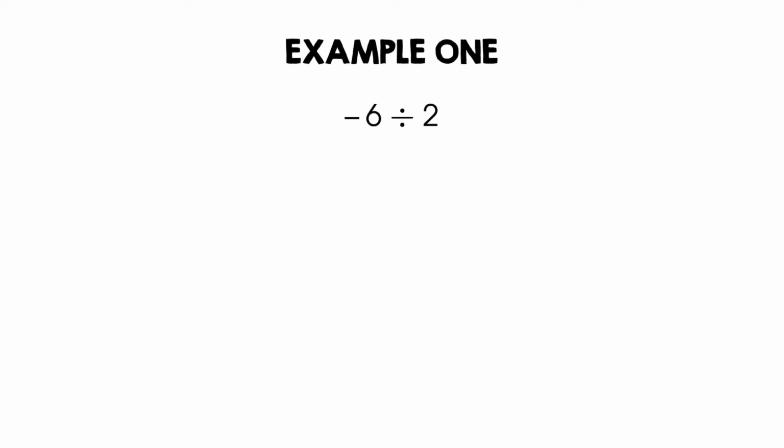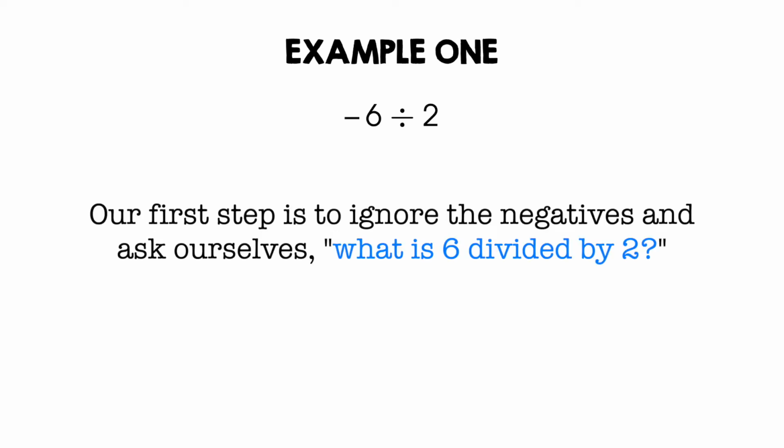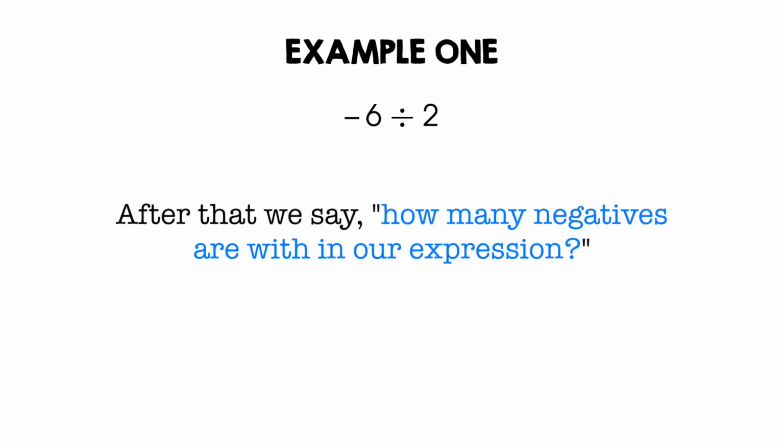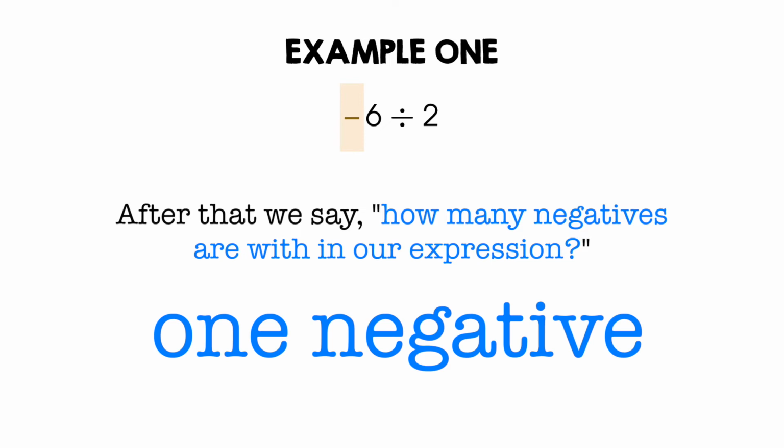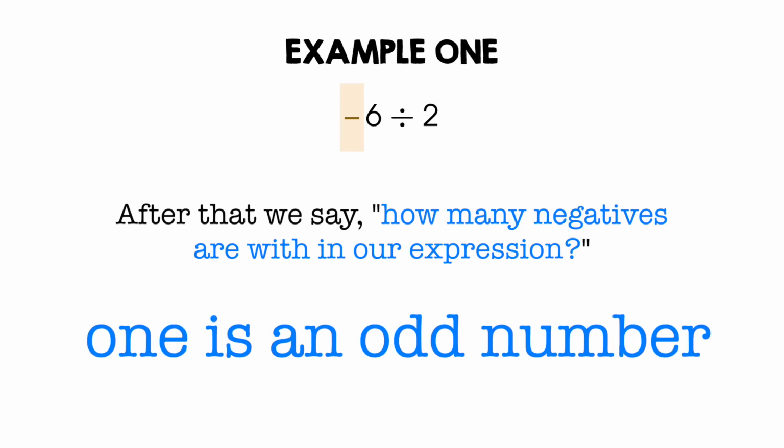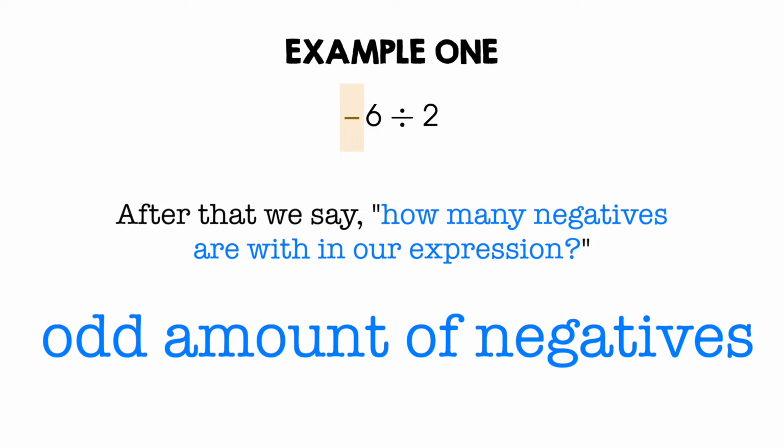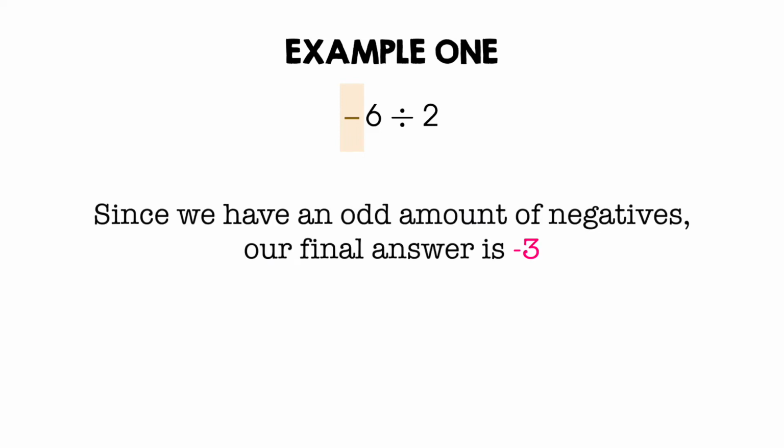Example 1 says negative 6 divided by 2. So our first step is to ignore the negatives and just ask ourselves, what is 6 divided by 2? 3. And after that we want to say, how many negatives were within our expression? Well, we only have one negative, and 1 is an odd number, so we have an odd amount of negatives. And since we have an odd amount of negatives, our final answer is going to be negative 3.